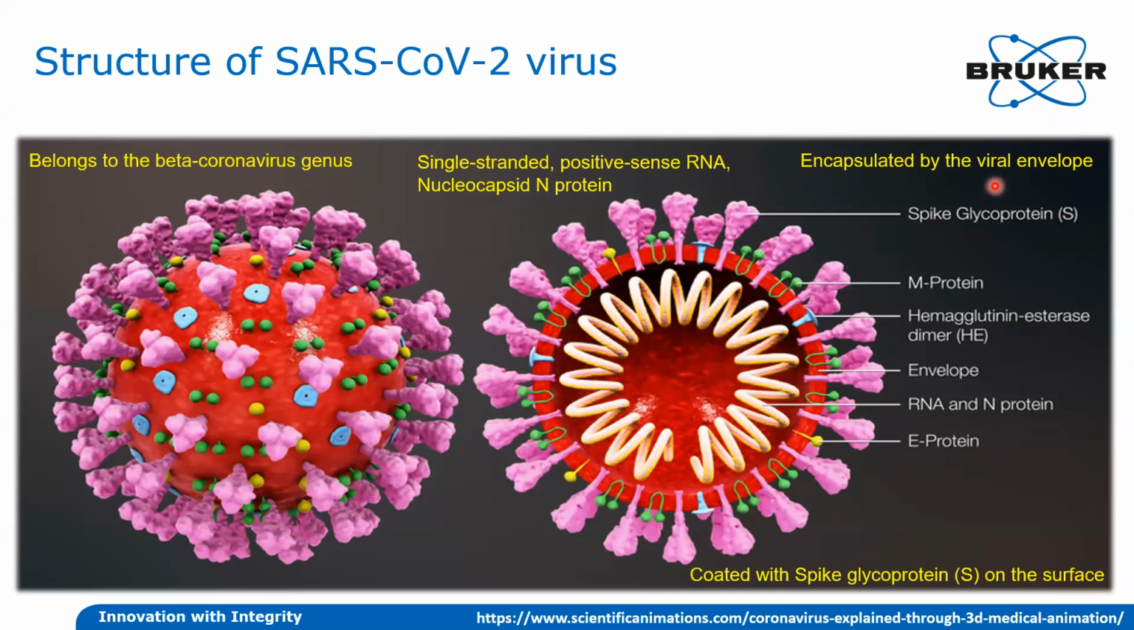So when you look into this, the single-strand RNA is covered or coated by the membrane. Beside this structure, the virus also contains the spike glycoprotein, which is on the surface, the membrane protein, and also the envelope protein, all three embedded on the surface of the membrane.